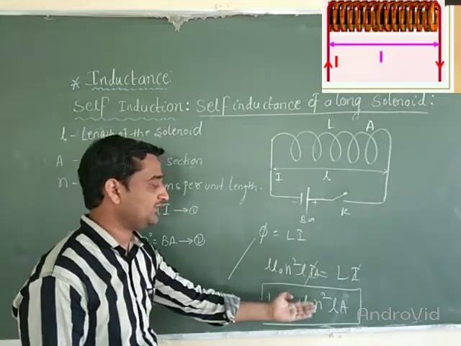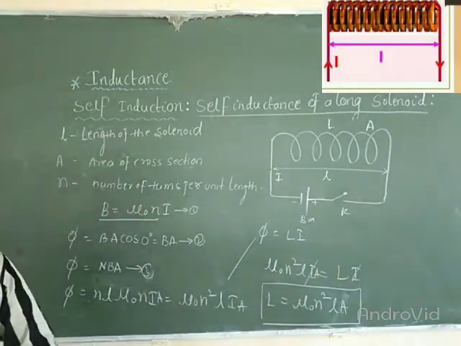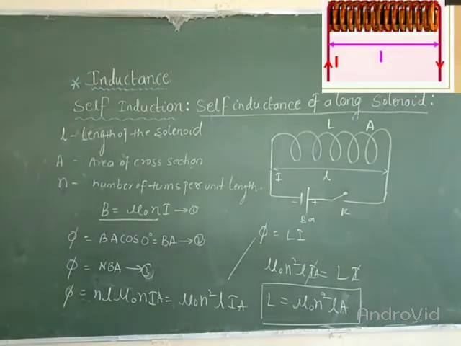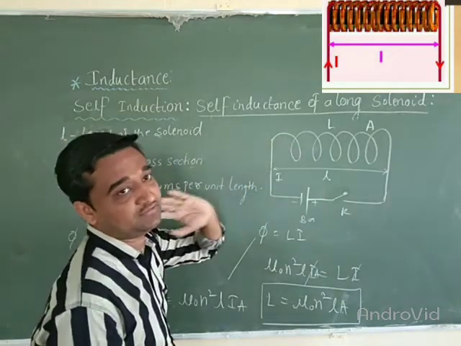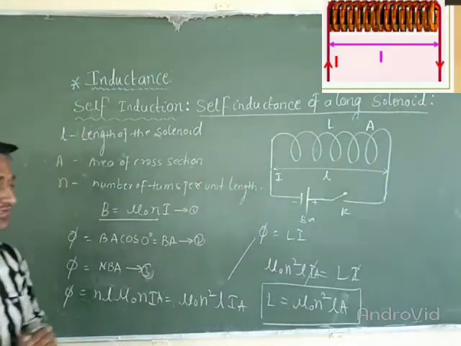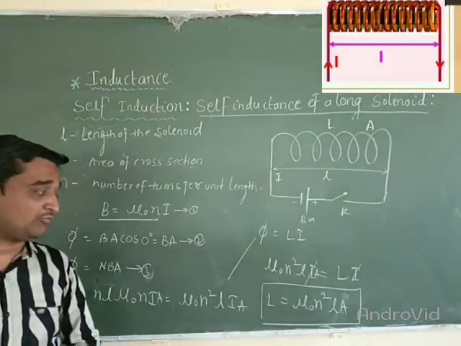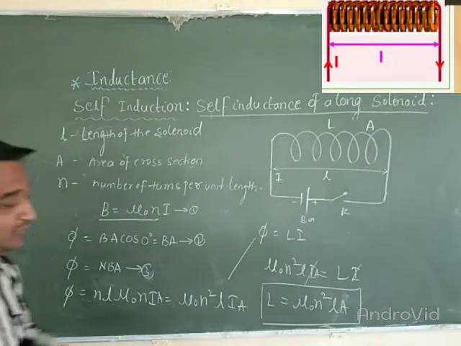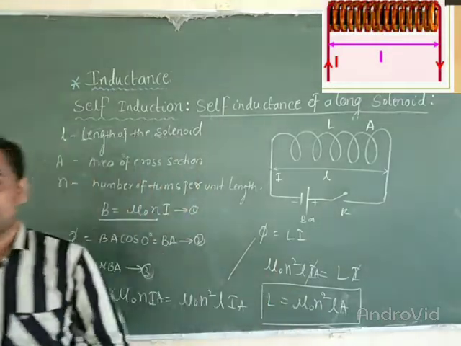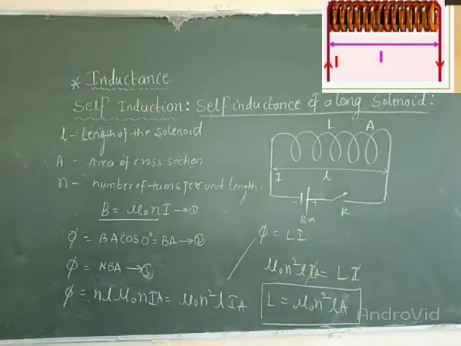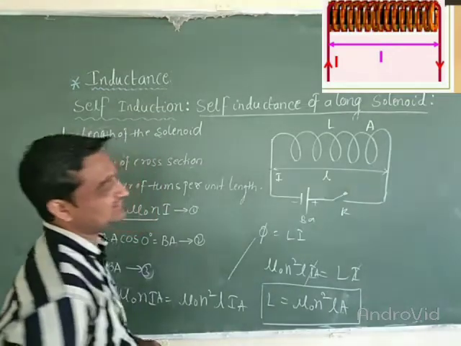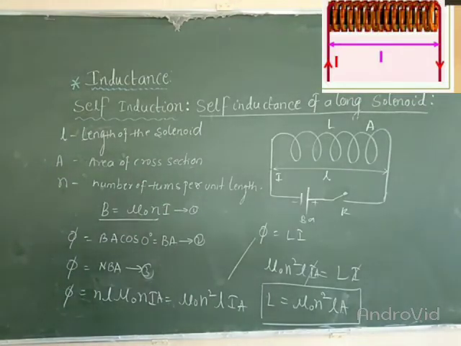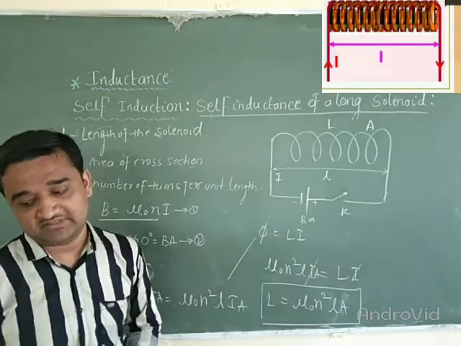Therefore L is equal to mu naught N square L into A. It is the expression for the self-inductance of a long solenoid of length L we have considered. So from this expression, on what factors does the self-inductance of a solenoid depend? It is directly proportional to the square of the number of turns per unit length, and directly proportional to the area of cross section of the solenoid. If the core contains some other material, we have to consider the relative permeability also.